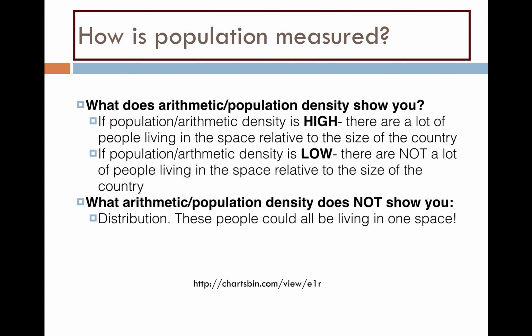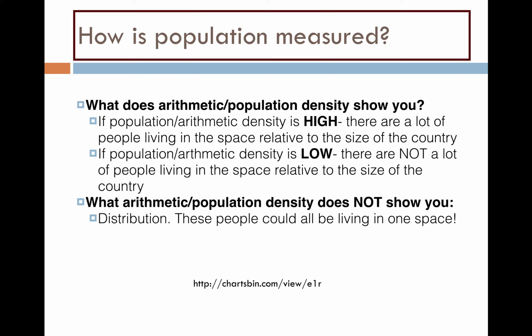Now here's what that density shows us. Please put that on the left-hand side, that question there. Population or arithmetic density: if it's high, there are a lot of people living in that space relative to the size of the country. So there may be a lot of people living in that given space for how big it is, or few people living in that space given how small it is.